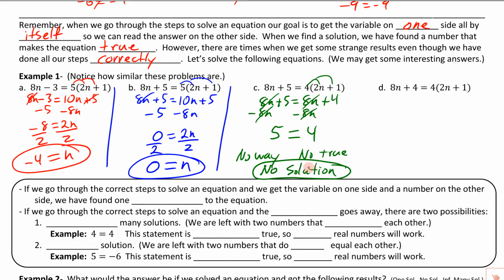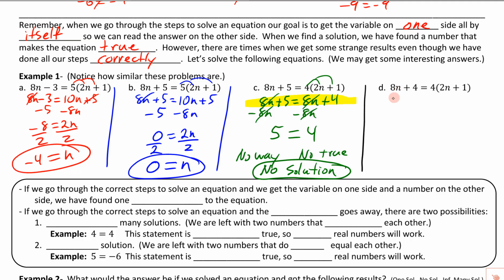There is nothing that would make this true, because if we follow this back up, see what this is saying. This is saying, first of all, that 5 is exactly the same as 4, which we know is not true. If we look up above at this line right here, this says if you take 8n and add 5, you get exactly the same thing as if you took 8n and added 4. Well, there's no way it works out that way, because if I take the same thing and add something different on each side, they're not going to be equal to each other. So this one has no solution. All right, so that's one of those weird cases that we get.